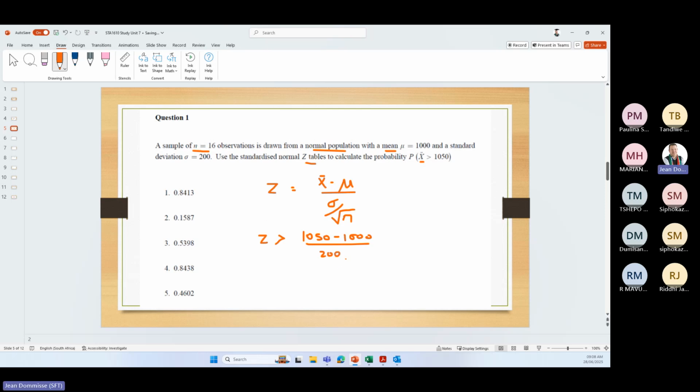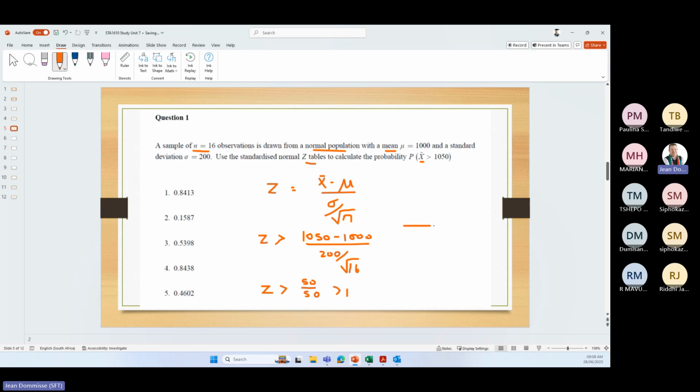And the sample was 16. Okay, so let's just see what that will end up. So at the top is 50. 200 divided by 4 is 50. So we're basically looking at a Z that is bigger than 1.